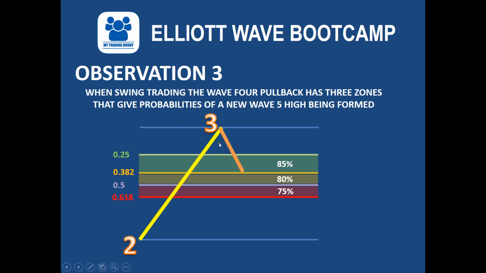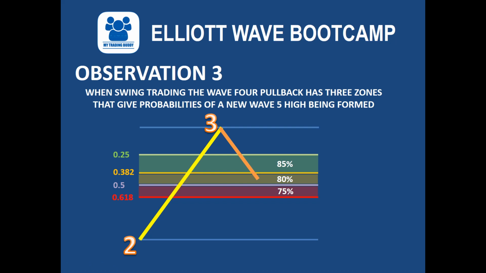So if the wave 4 pullback comes back into the first zone, this green zone here, that's between the 0.25 retracement and the fib 0.382 retracement of the extremes of wave 2 and 3. But for the purposes of the indicator suite, we've made that very simple. You have to make no measurements. It measures the 2 extremes for you and automatically adjusts those zones. So the first zone, if the wave 4 pullback finds support within this zone, it's an 85% probability it's then going to turn, and once it turns, it's going to make a new wave 5 high.